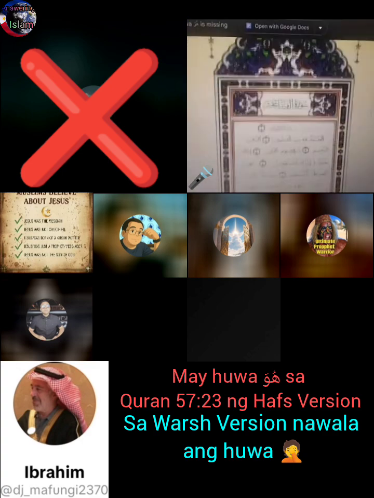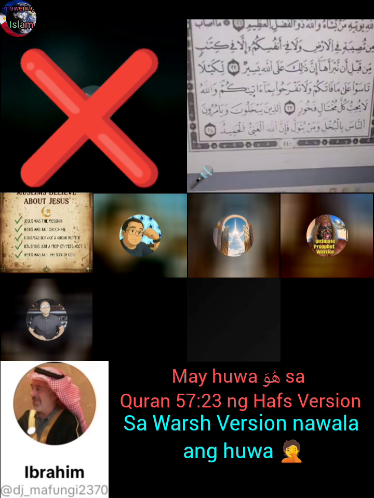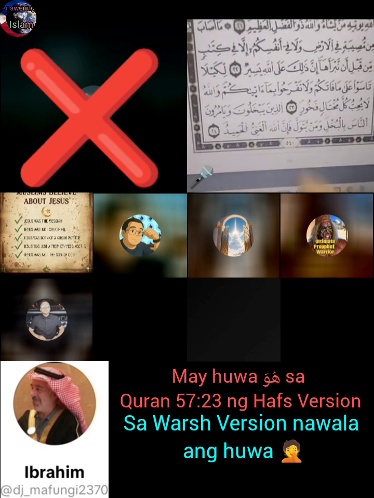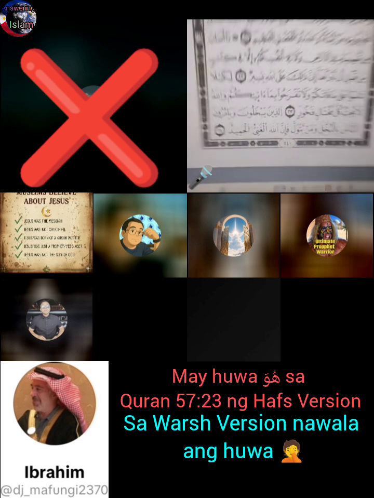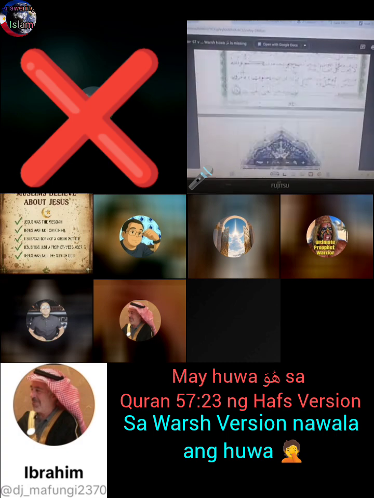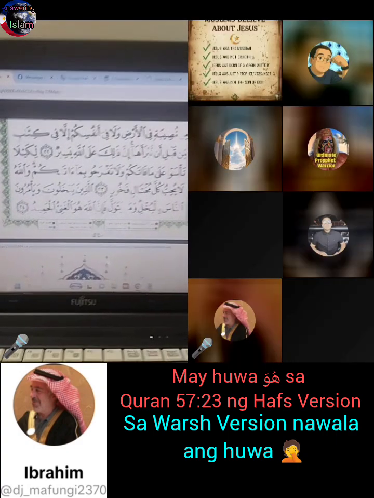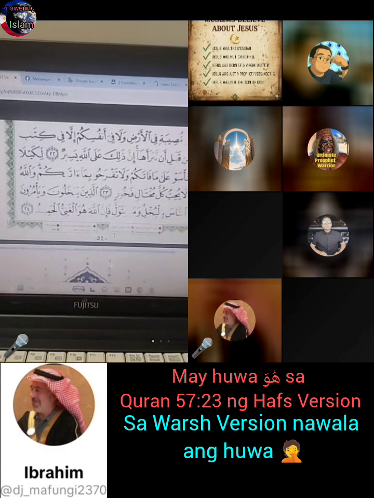Let's go back. Now the question: which was in the original? In the original text, was there huwa or was there no huwa? Answer the question. Because this is a very embarrassing mistake in your Quran. So what does huwa mean then, if it's not original? It means what?